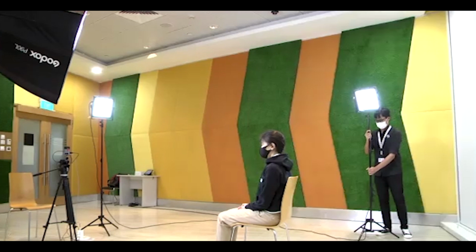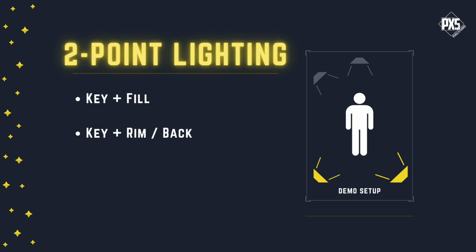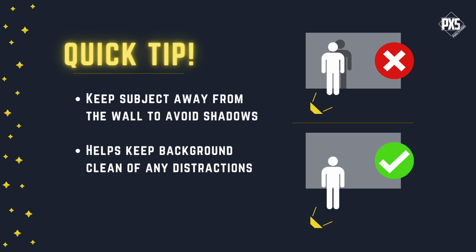So if you have only 2 lights, you can use a key light with a fill light, or a key light with a rim or backlight as your lighting setup. This is called two-point lighting, as it only has 2 light sources. It's also important to keep your subject away from the wall so that the shadows of your subject cast by the lights do not appear on the wall. This will help keep your background clean of any distractions.